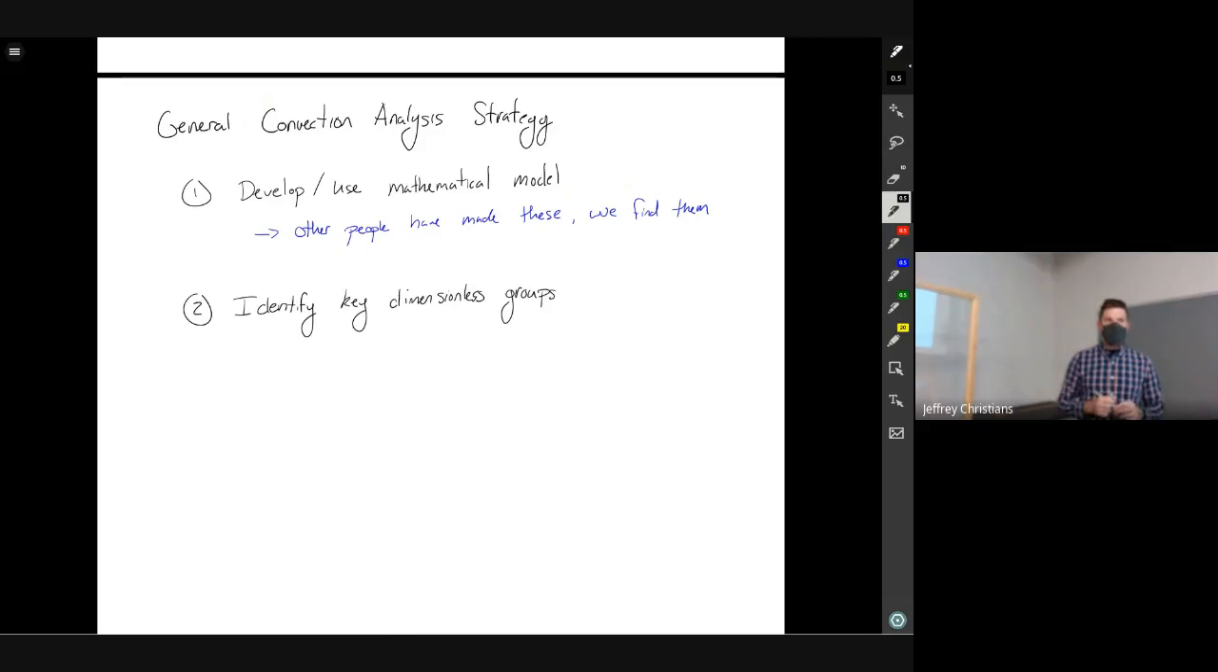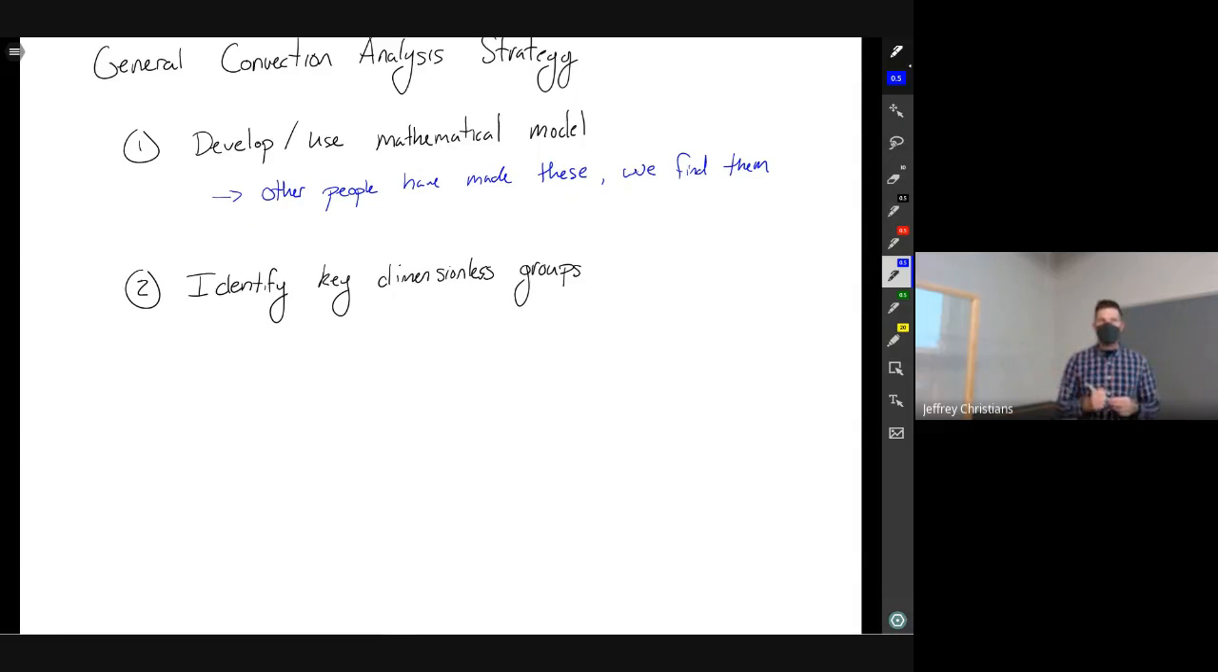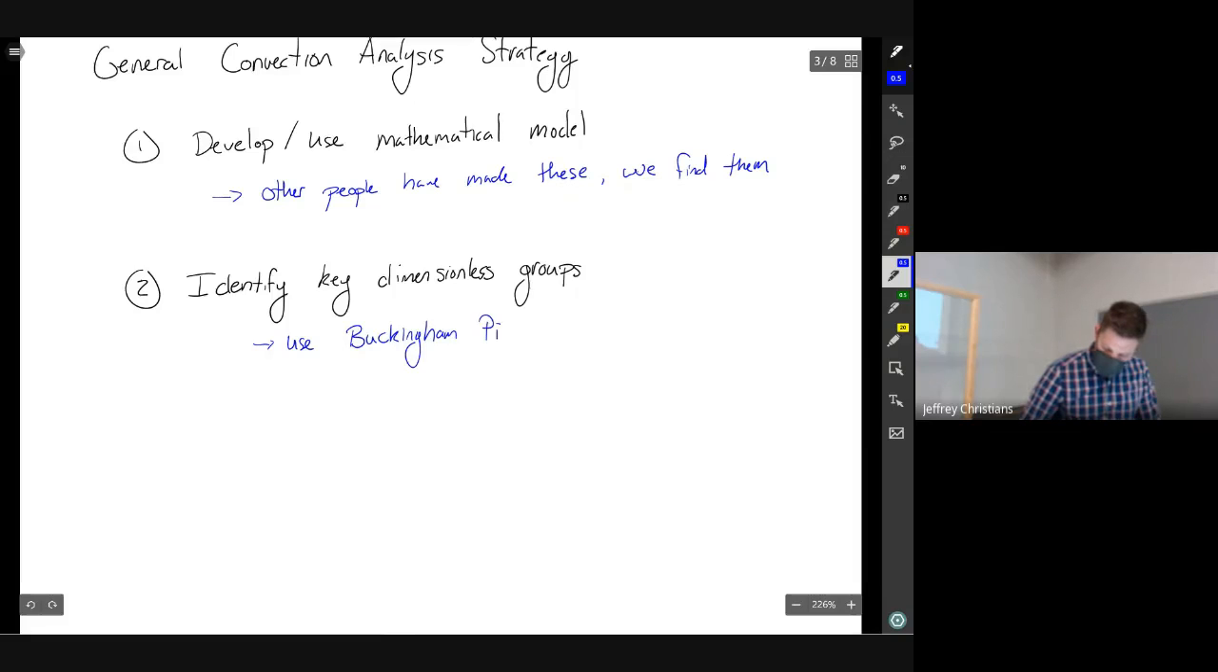There are different strategies to be able to do that. We're not going to cover them in detail in this class. We're mostly going to be looking at problems where we can pretty easily figure out what those would be. There's a process called the Buckingham pi theorem, which is kind of a generalized way to figure out what the important physics is that's going on. We're not going to actually do that, but that's a tool.